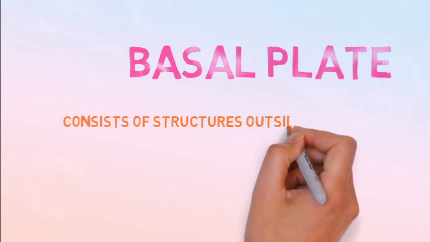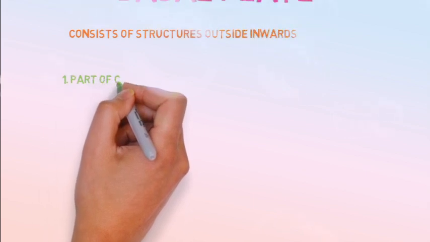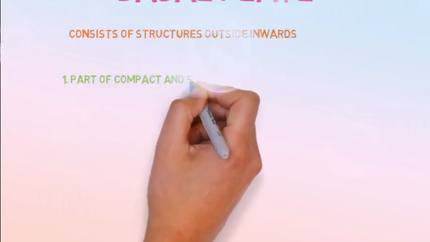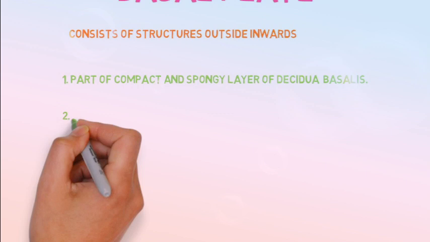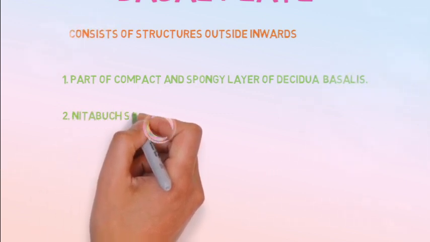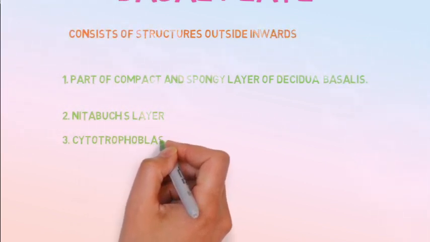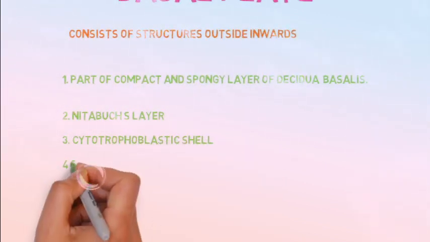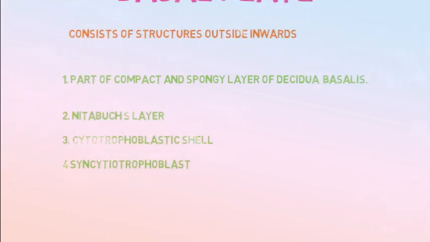So it also has lots of tissues and parts. It includes part of the compact and spongy layer of decidua basalis, the nitabuch layer. Nitabuch layer in the sense is a fibrinous layer of the endometrium of the gravid uterus. That means it's a fibrinous layer present in the pregnant woman's uterus. And the cytotrophoblastic shell and syncytiotrophoblast. These are all the four tissues present in the basal plate.